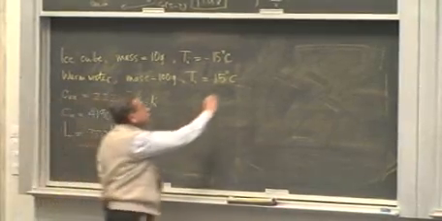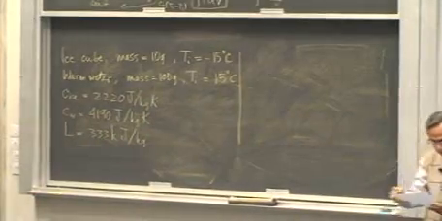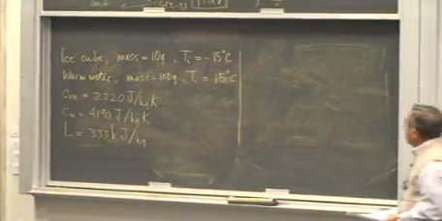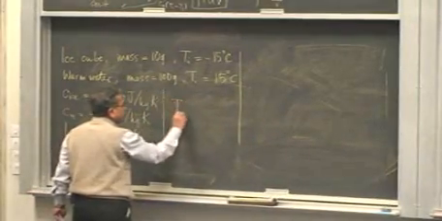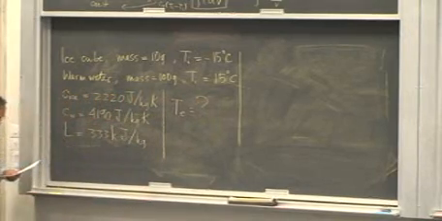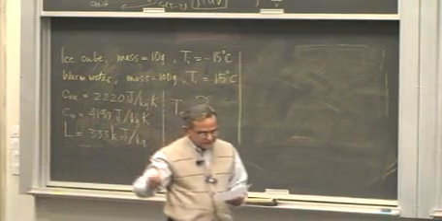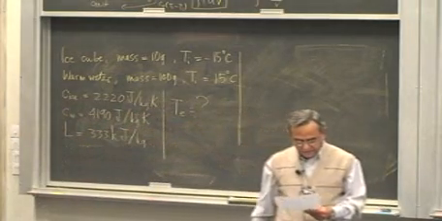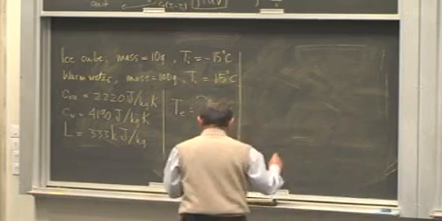We have therefore, how many processes do we have? In the last 10 minutes, I think I'll be able to finish this. We need to find the final temperature. But we assume that the final temperature is greater than 0 degrees centigrade. We will find out. So, total heat.